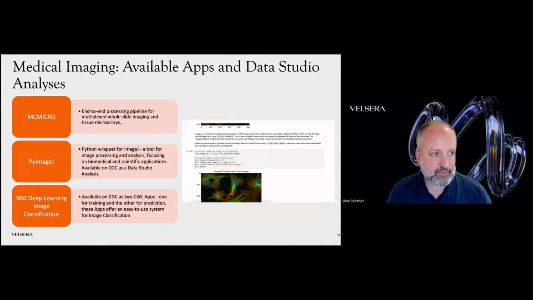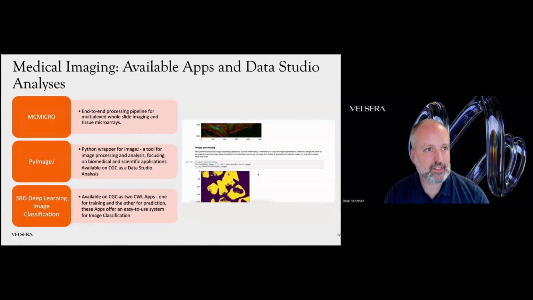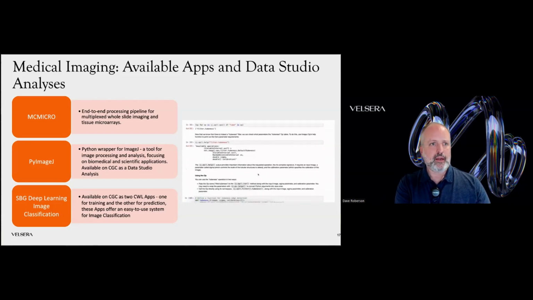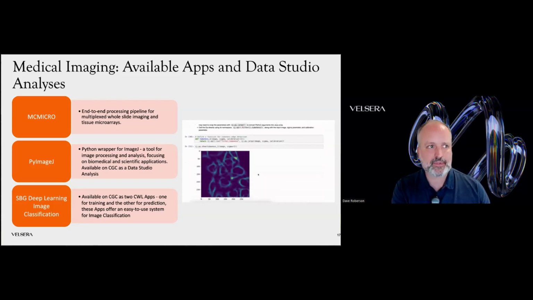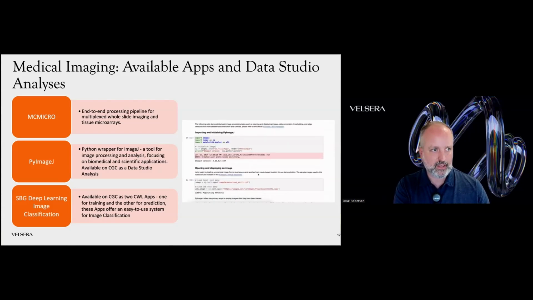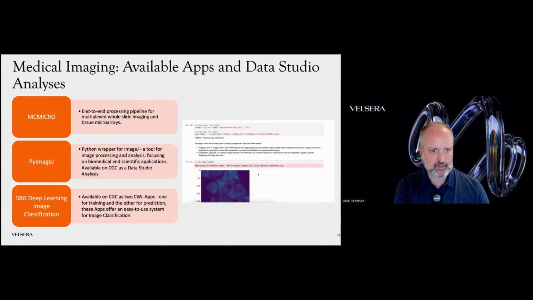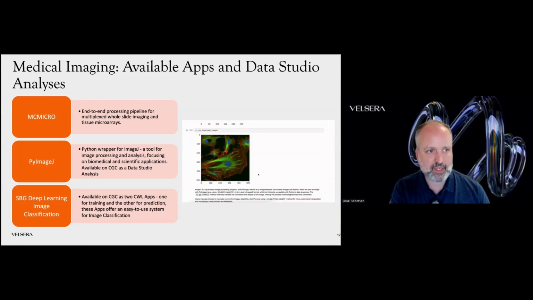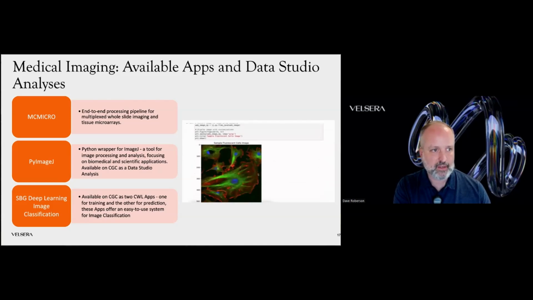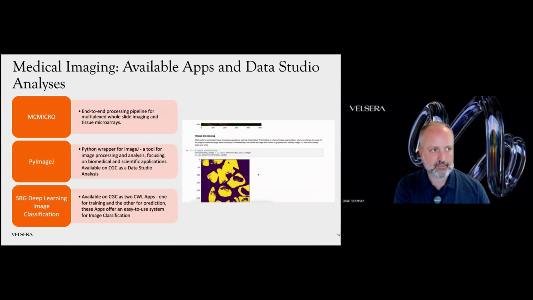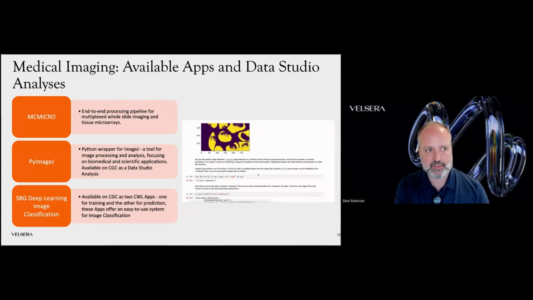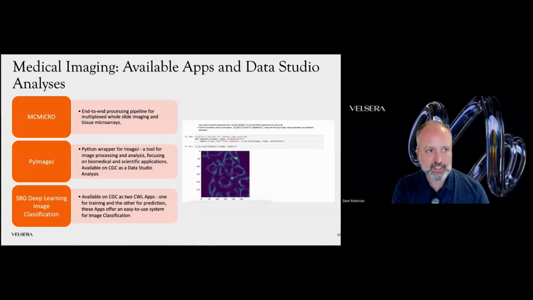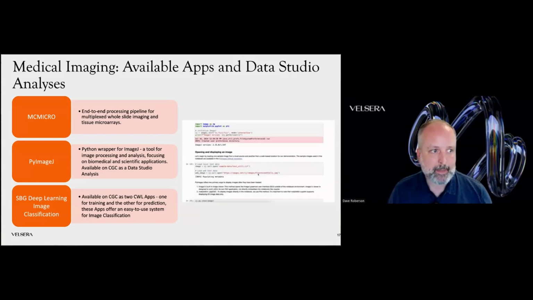So some more examples. We have 3 of these, available either as apps or in Data Studio. The first 2 are Data Studio. We have MC Micro, which is the end-to-end processing of whole slide imaging and tissue microarrays. Sarah and Rowan know much more about this than I do, so they're here to answer questions. But these will be for whole slide images.